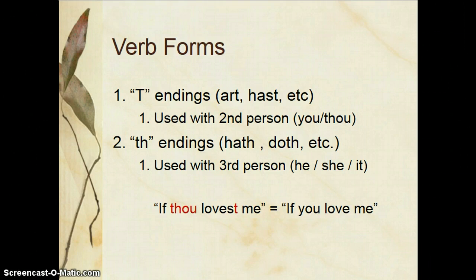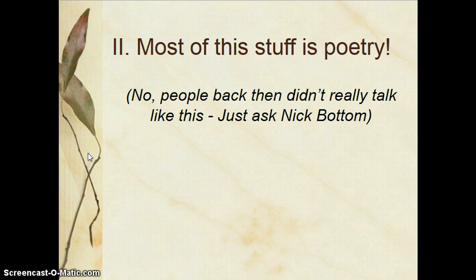Okay, so if it was you that was doing the action, it would end with a T. And if it was he, she, or it doing the action, it would end with TH. So I have, thou hast, and he, she, or it hath. That's all it is. All right, so when you see those endings, just turn it into the modern version of that word. So that covers some of the grammar stuff that makes people feel a little confused.